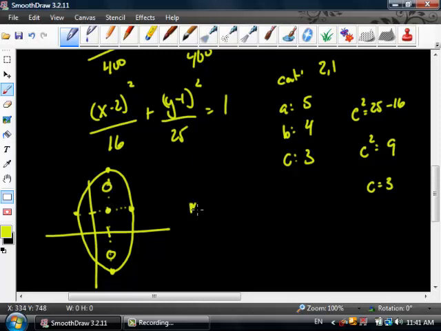And now we need to find the major and minor axis length. What is the length of the major and minor axes, Saida? 10 and 8. And then the focal coordinates, we anchor them from the center, so that's 2, 1. Which one gets the plus or minus? 1. So plus or minus 3. And you're all done.